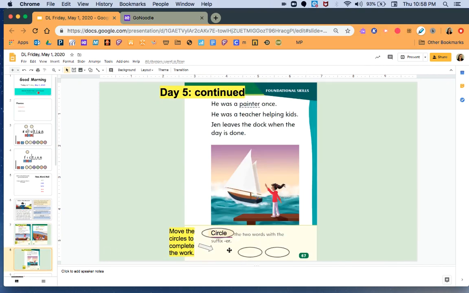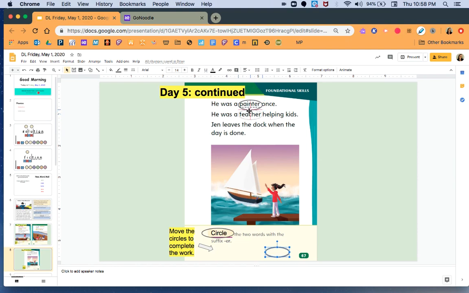Circle the 2 words with a suffix of er. Er at the end, like in water, I guess you could say one. That's not a suffix because that's not one who does something. But the er at the end of the word a lot of times will be one who does something. So he was a painter. There's that the suffix at the end. This is one who paints. He was a teacher helping kids. Oh, there's my other one who teaches.